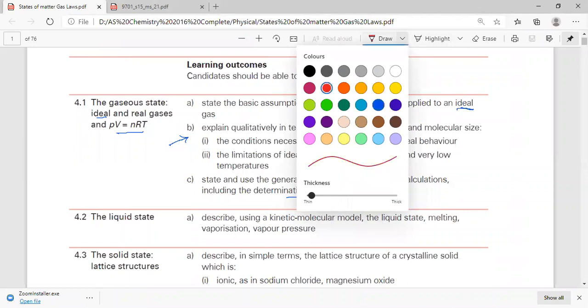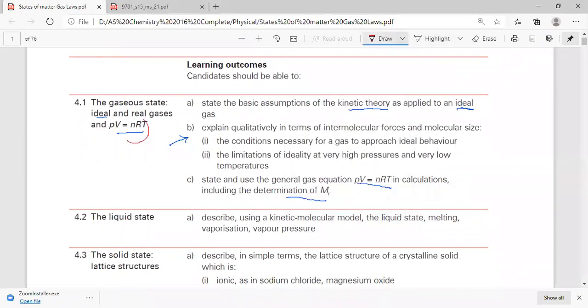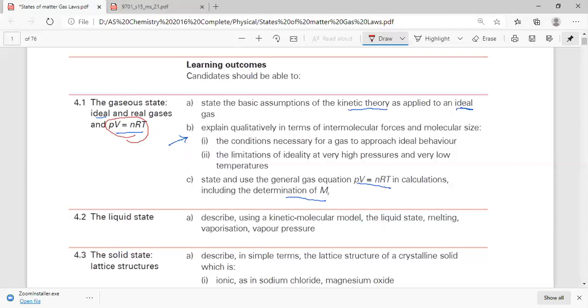Alright, we talk about this law. Now this is actually a combination of Boyle's law and Charles' law, it's called the ideal gas law. This equation can only be applied if the basic assumptions of kinetic theory are obeyed. The two important assumptions: the first one is the volume, the molecular size, the volume of gas. The volume of the gas is negligible compared to the total volume it occupies. So you can even see the volume is equal to zero.